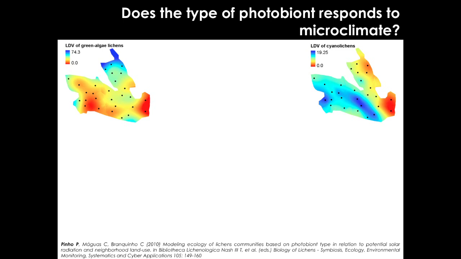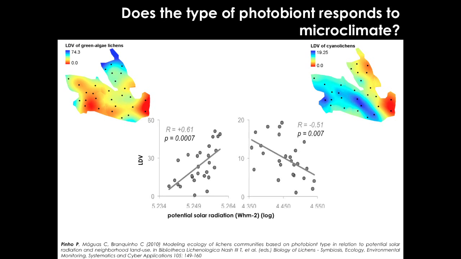And this is another area where you have more photosynthesis. So in some way, they respond differently at a small level. At the mountain level, they responded to potential solar radiation in a way that cyanolichens would be in more shadow areas and green algae lichens would be in more exposed areas, okay? So when you look at a correlation like that, you see those kinds of differences.